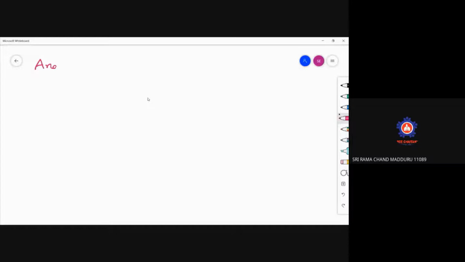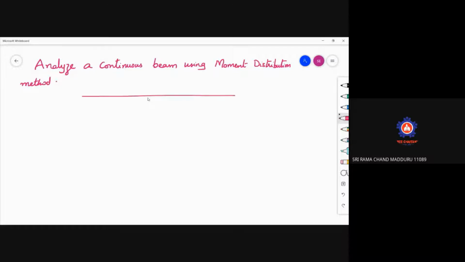Analyze a continuous beam using moment distribution method. Using moment distribution method, and this is the beam given.